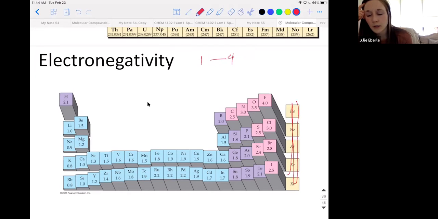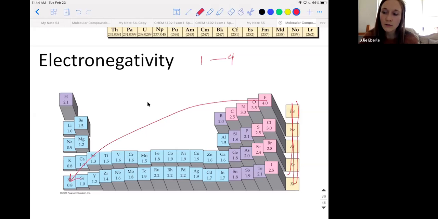Yeah, fluorine, okay? Fluorine has a 4. So fluorine wants electrons. It's the element that wants them the most. So any element that's close to fluorine is going to have a high electronegativity. And as you move away from fluorine on the periodic table towards the elements in group 1, you're going to be less attracted to electrons. Does that make sense? You have a lower and lower electronegativity.